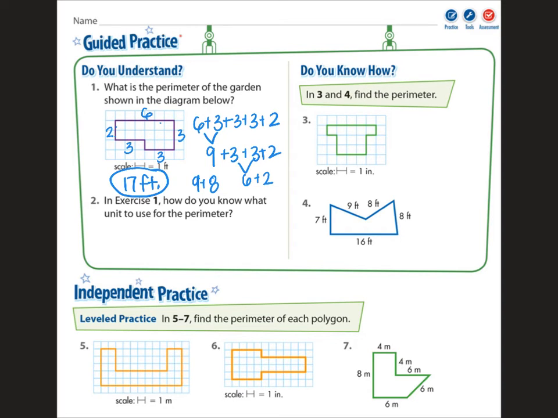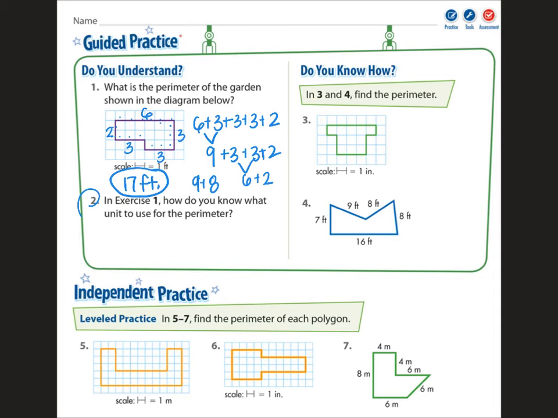Now, you could also go 1, 2, 3, 4, 5, 6, 7, 8, 9, 10, 11, 12, 13, 14, 15, 16, 17. You can count all of the unit squares around that object and also get 17 feet. Okay, so it says here in number 2, exercise number 1, how do you know what unit to use for the perimeter? So how did we know that it was feet?